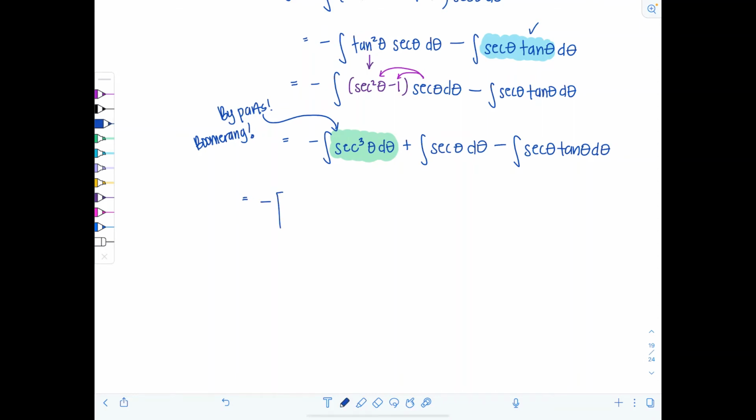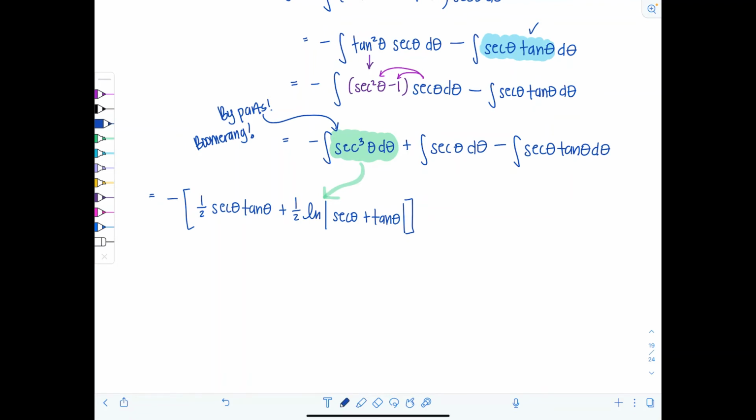So the negative antiderivative of secant cubed theta turns into 1/2 secant theta tan theta plus 1/2 natural log absolute value secant theta plus tan theta. So that's done. Let me scoot this over. Okay, so that's all the antiderivative for secant cubed theta.